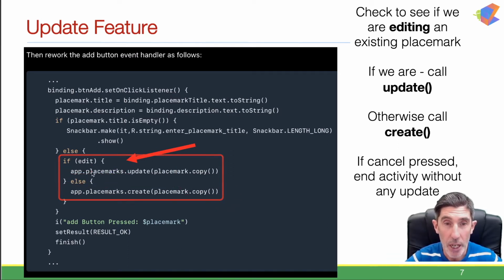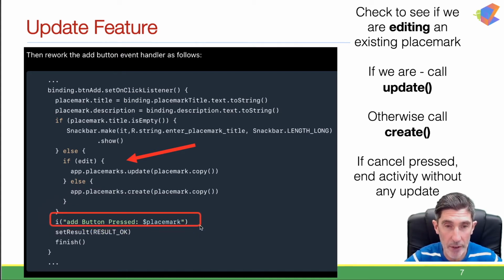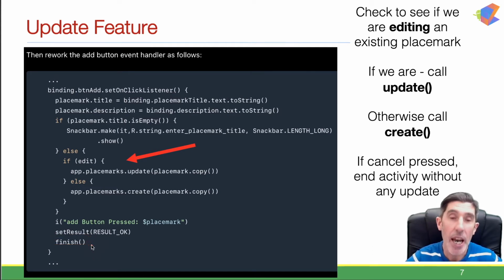That's quite important. If we weren't checking the edit flag, even though they're editing, it would still be creating a new placemark every time, which is obviously not what's expected. Then we just have some logs there to keep track of everything. For the moment, we're still working with the activity result API. So we set the result to make sure everything was okay, and then we call finish and kill off the placemark activity and return back to the placemark list activity, which is our list.